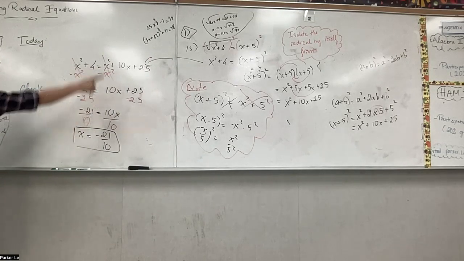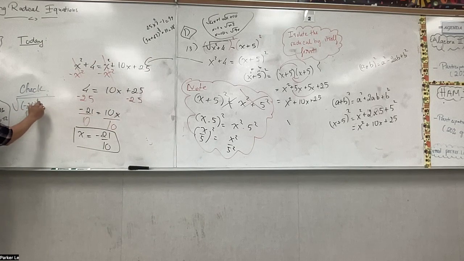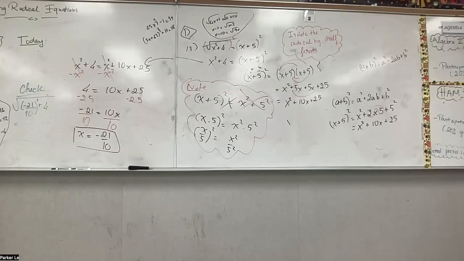How do I check? I plug it into the left side to check if it equals the right side. So negative 21 over 10 squared plus 4, okay? What is 21 squared?